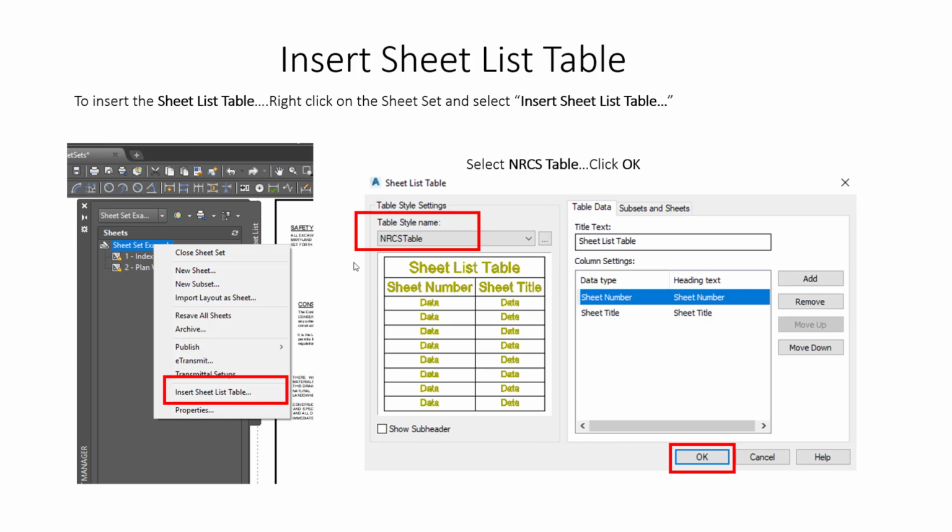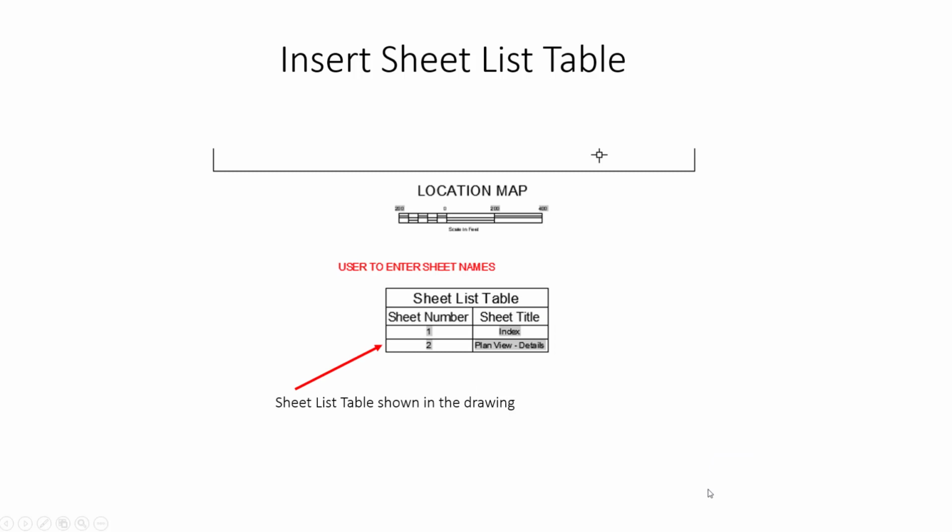And then the title of the text is sheet list table. If you want to name it differently, that's fine, but the default is set as sheet list table. Go ahead and click OK. And then go ahead and insert the sheet list somewhere below your vicinity map, somewhere you can see it. This is the table that shows up: sheet list table, which is your heading, sheet number, and sheet index.